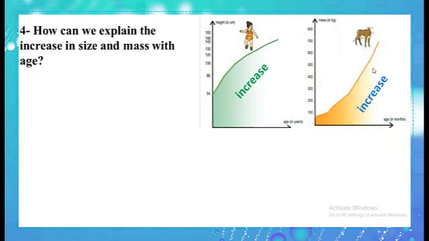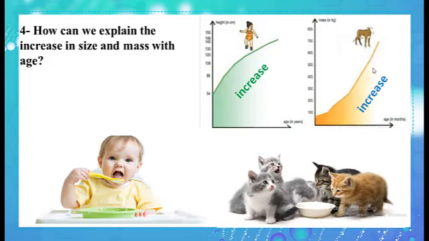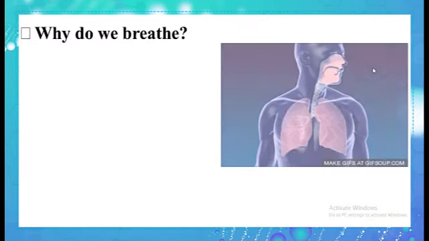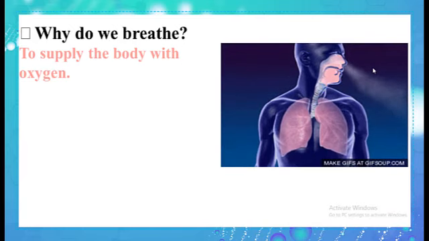So, number 4 now. How can we explain the increase in size and mass with age? So, now pause the video, try to explain this question alone, then follow with me. So, the answer is, the increase in size and mass is due to the consumption of food, which ensures the development of the body. As you can see, as the age increases, the consumption of food increases, so size and mass will increase.